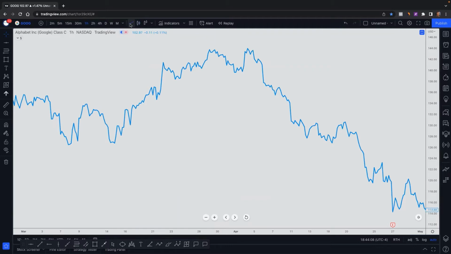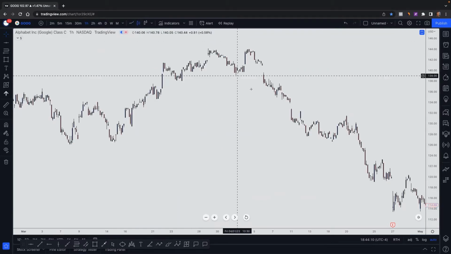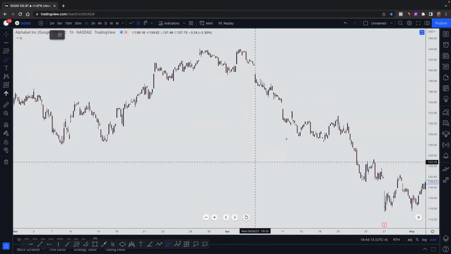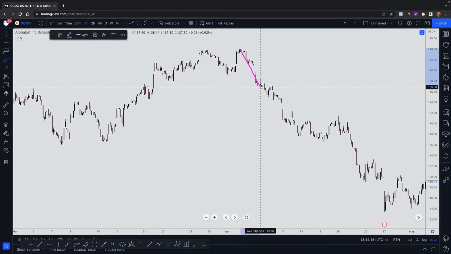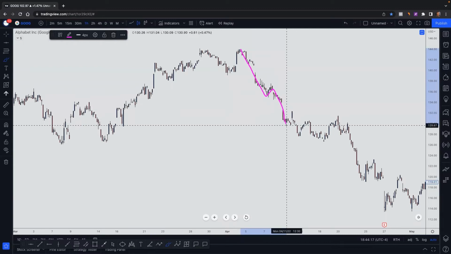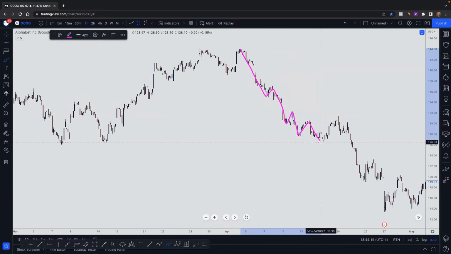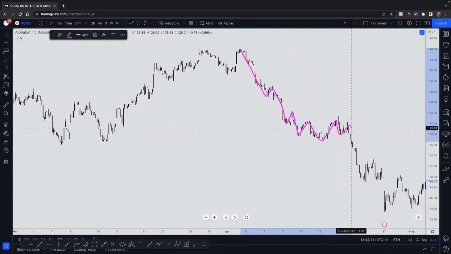Sometimes the candles can be a little confusing, but we want to get used to looking at candles. And again, you want to identify high, right? Low, high, low, high, low, high, low. This is essentially what you want to be able to do.